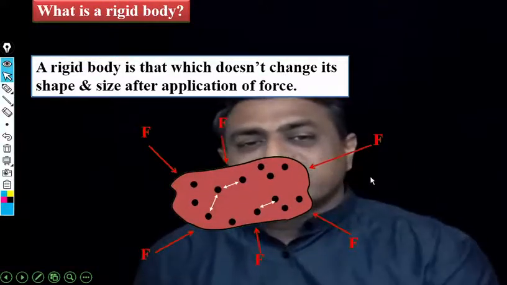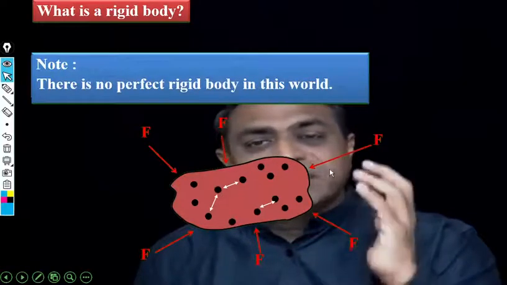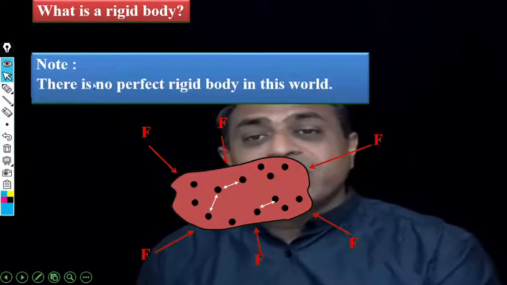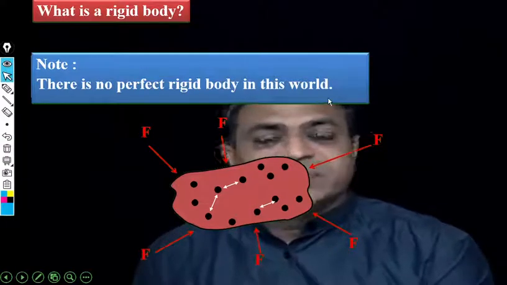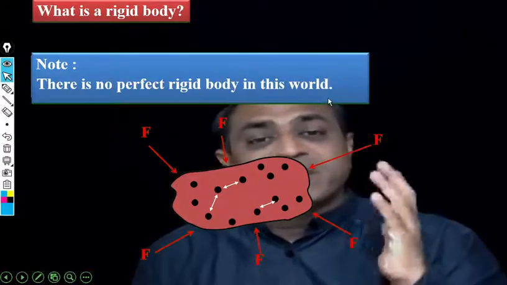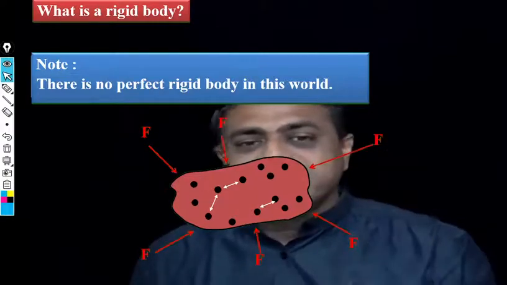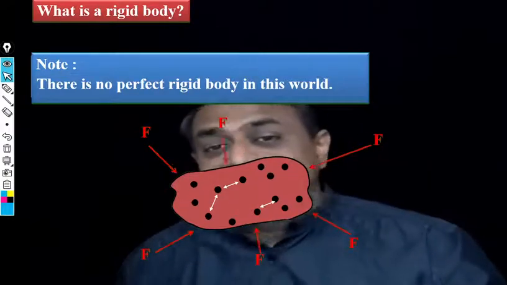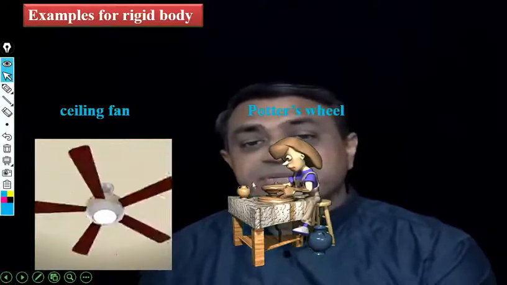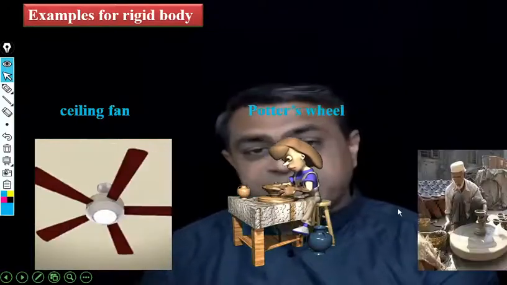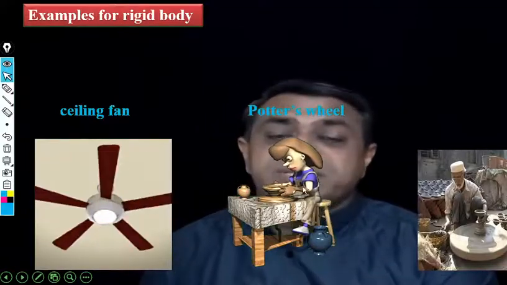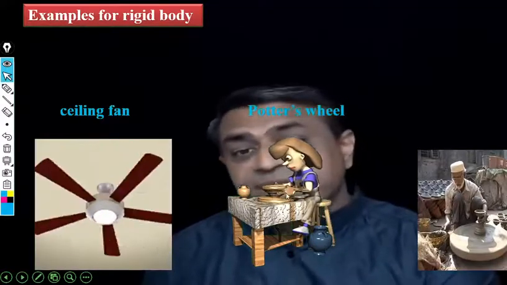In rotational motion, we assume the object is rigid. But there is no perfect rigid body in this world, so up to some extent we can consider a body as rigid. We will discuss the same thing in elasticity. Now, for example, you can consider this fan as a rigid body. You can consider this potter. This wheel you can consider as a rigid body because there is no change here. Here we are changing the shape.